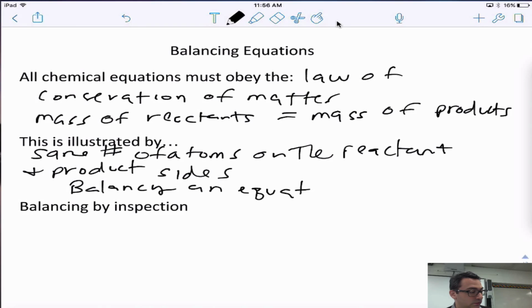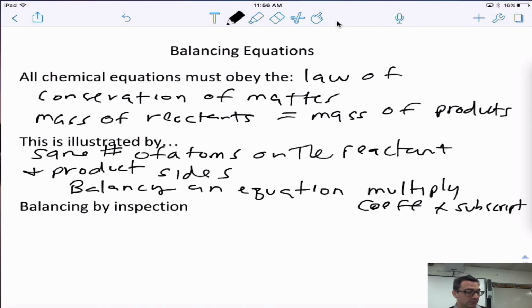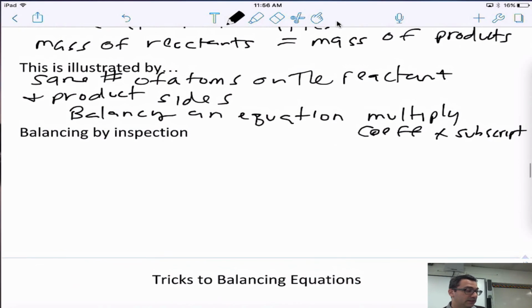What we do is we basically multiply the coefficient by the subscript. Something that's important is that the coefficient goes for the entire molecule. You can almost think of it as an invisible parentheses around the entire molecule, and the 2 or the 3 or the 1, whatever's in front, will be distributed throughout. So now I can do balancing by inspection.